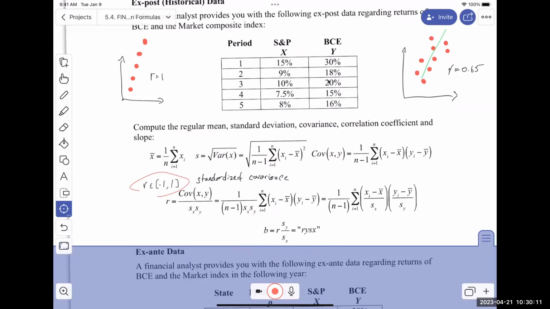And it's R times SY over SX. What does that tell us? The slope is a different concept than the R. R is how close it is to the line. The slope is the tilt of the line, right? How one influences the other, the trend in influence. They're different, but they're related. How are they related? What's a simple thing you can say about it?